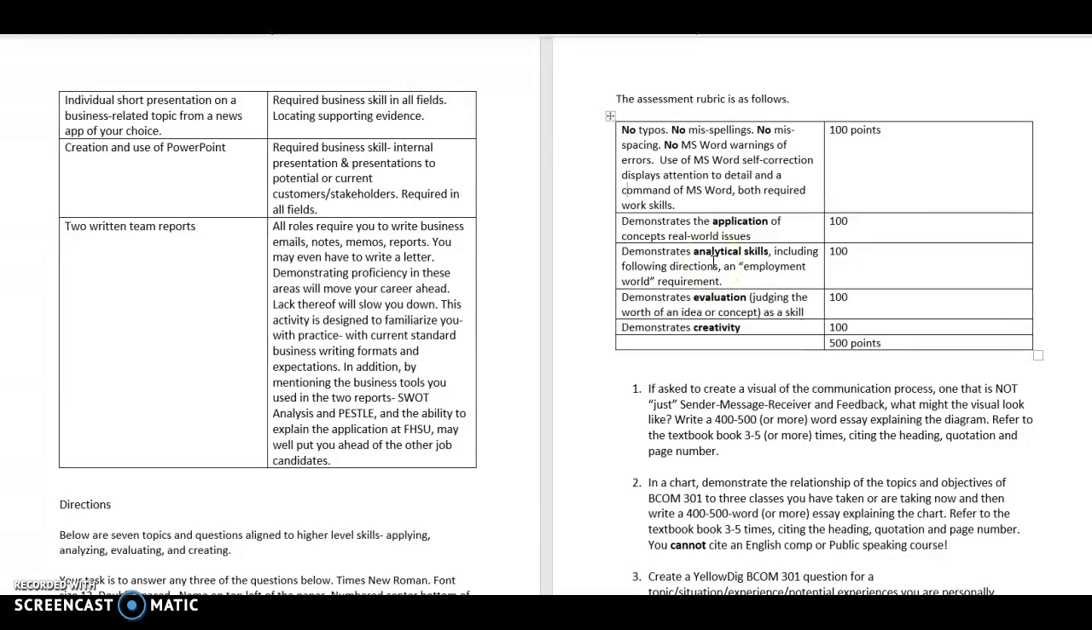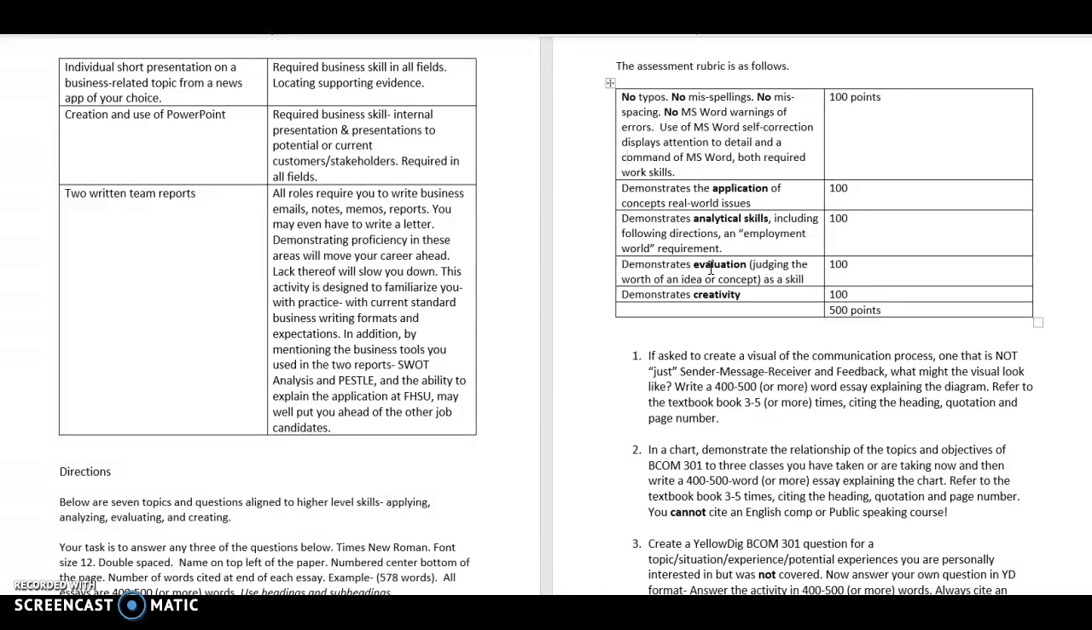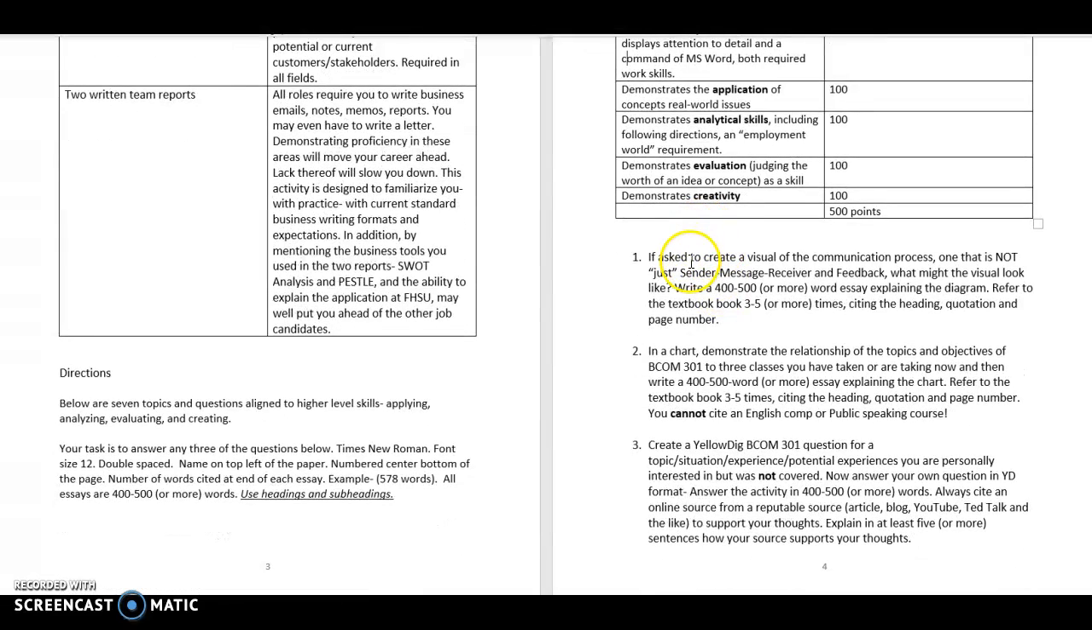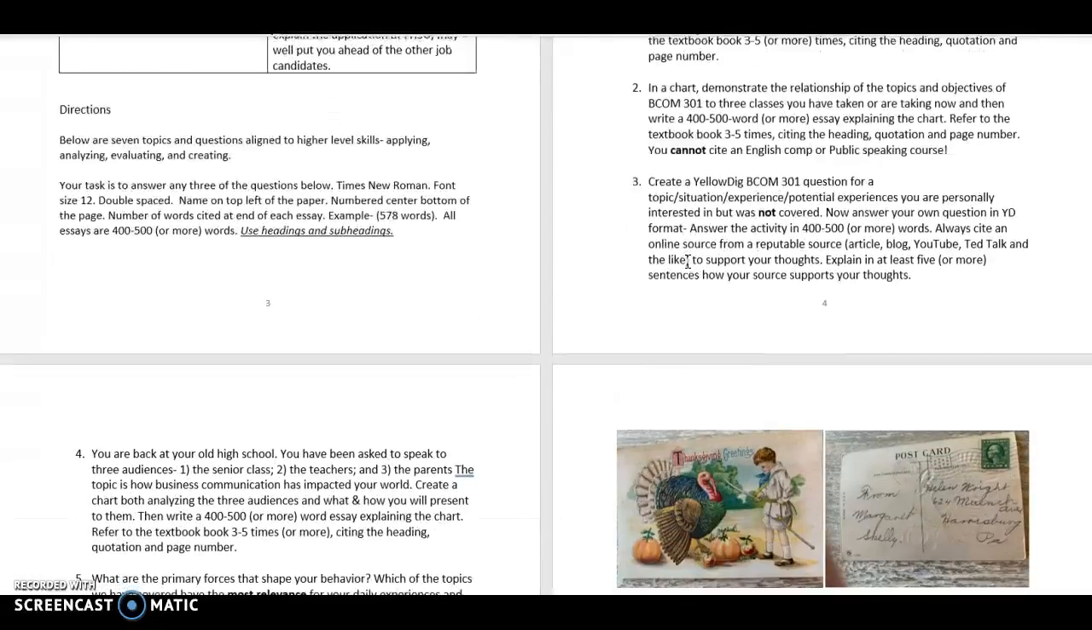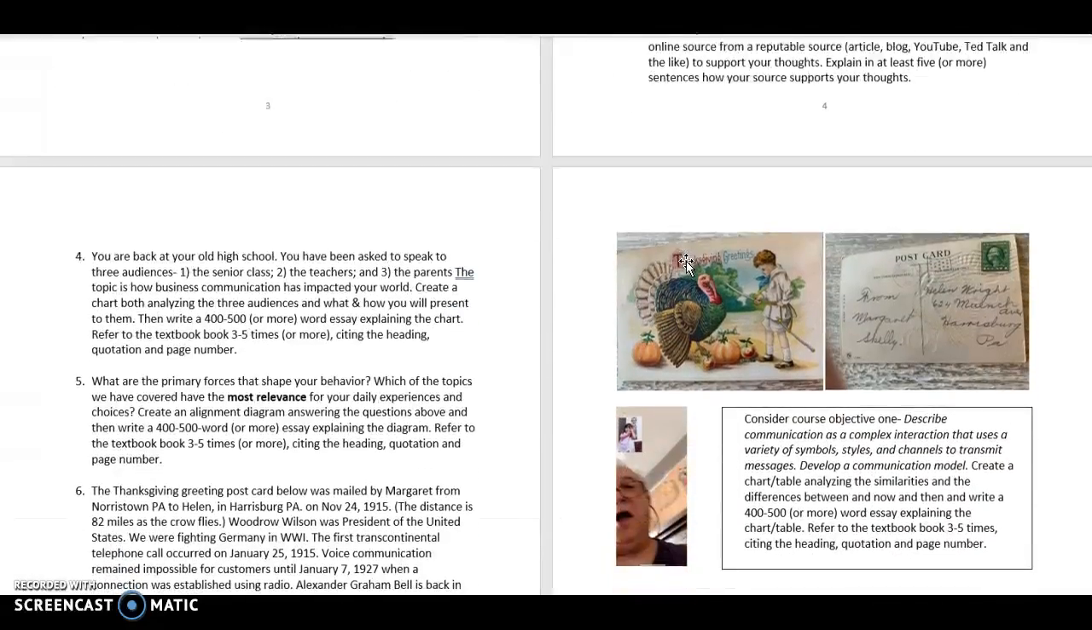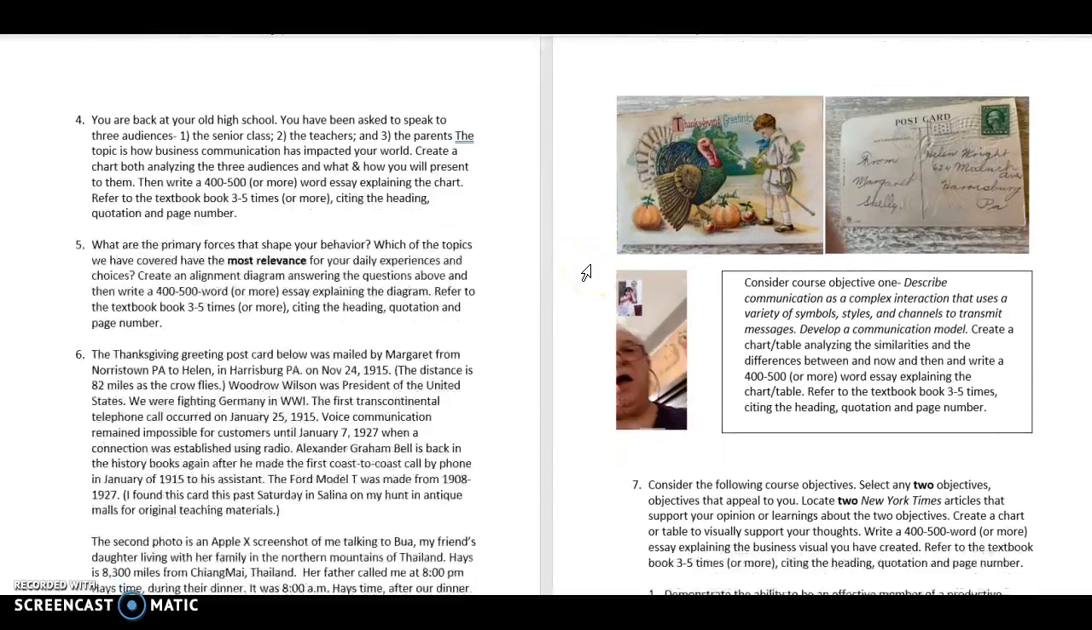I'd like to see your analytical skills, which include following directions, which is a workforce employment requirement, and your ability to judge the worth of an idea or concept, evaluation, and of course, thinking out of the box and being creative. So, I have the questions here. They're very similar to what I gave you as a study guide a week ago.